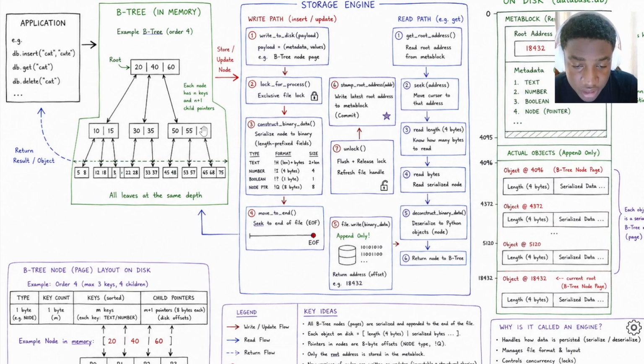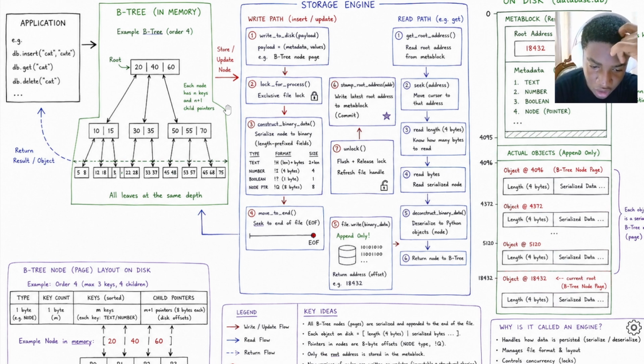And again, in a B-tree, the number of children you can have will be equal to the number of keys a particular B-tree node has, plus 1. That will be the number of children it will have.